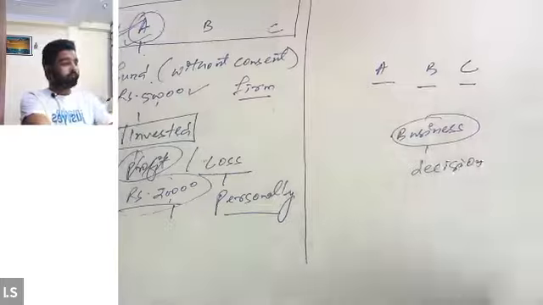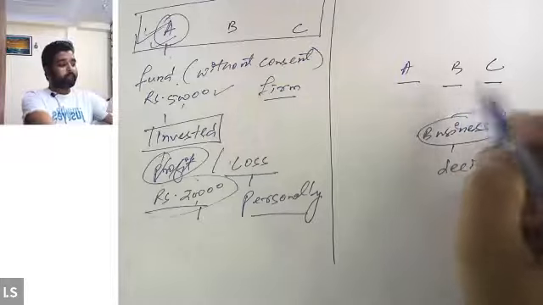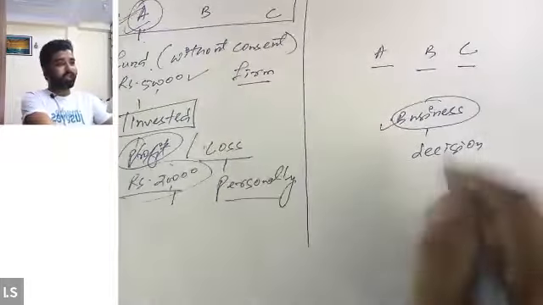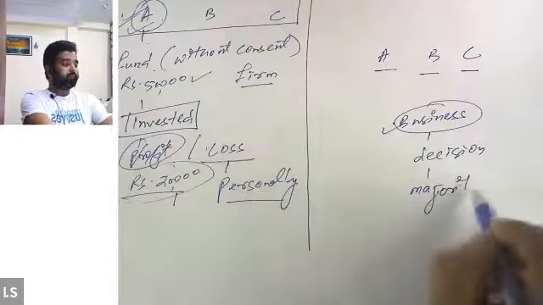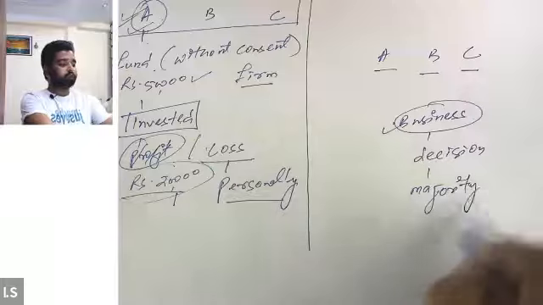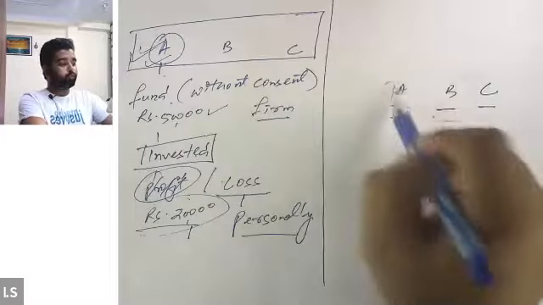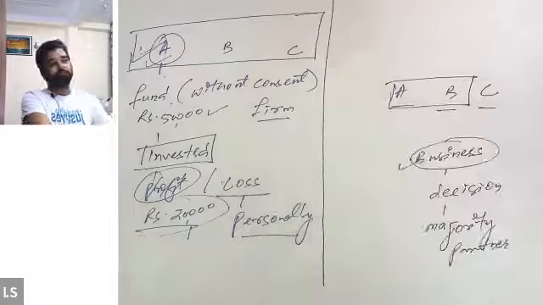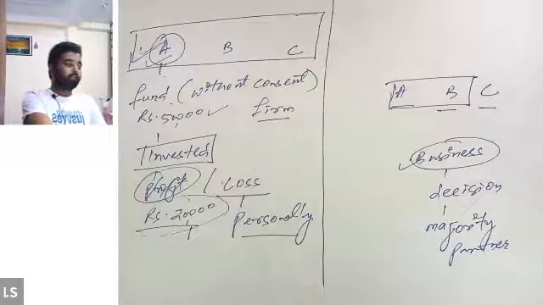All the partners need to give their consent, but the important thing here is that any decision in a partnership business can be taken if the majority of the partners agree to that. Let's suppose there are three partners. If two partners are in favor of a particular activity, then such activity can be conducted. And if two partners are against that particular activity, then such activity cannot be conducted.